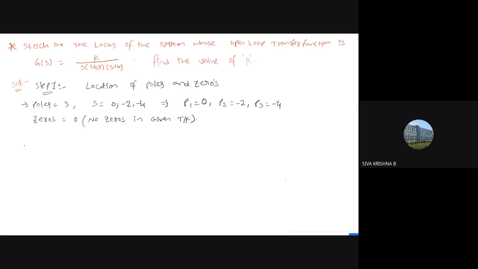Next, what is step 2? Root locus branches on the real axis. So you have to tell now the root locus branches. Draw the graph and tell me the root locus branches. I am writing the steps directly here.